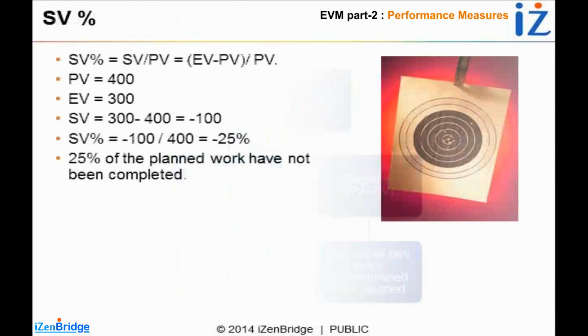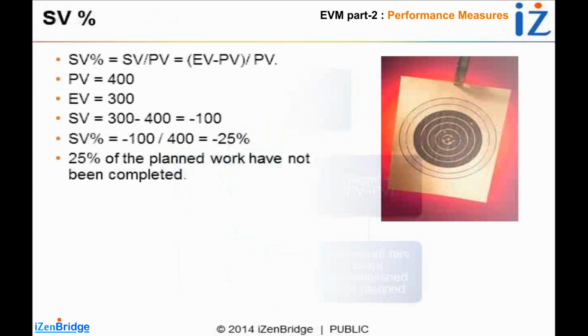Now, SV, schedule variance, can also be looked at in percentile terms. Usually you don't find this particular formula in PMBOK, but the practice guide talks about it. Sometimes you get it in a practice test or somewhere, so it's better to be aware of it. Schedule variance percentage is all about dividing the schedule variance by the planned value. So SV divided by PV is the schedule variance percentile formula.